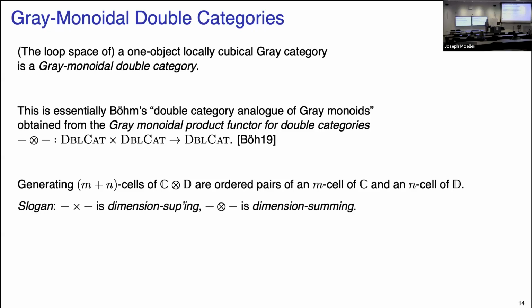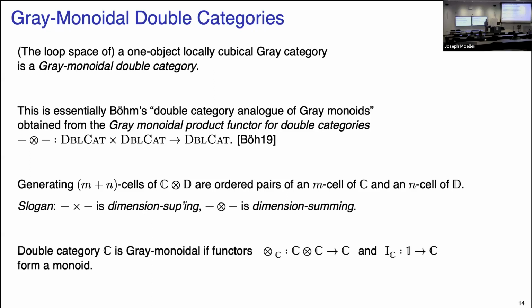So if you want a slogan for this part of the talk, it would be that Cartesian monoidal structure is dimension souping, while Gray-monoidal structure is dimension summing. And if we have a double category, C, then we can define Gray-monoidal structure on it if we have a functor that internalizes this Gray-ordered pair construction of C with itself into C, and then another functor that picks out an element of C, and these two functors together form a monoid. So that gives us a Gray-monoidal structure on a particular double category.